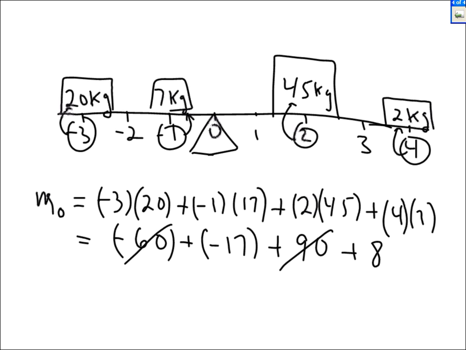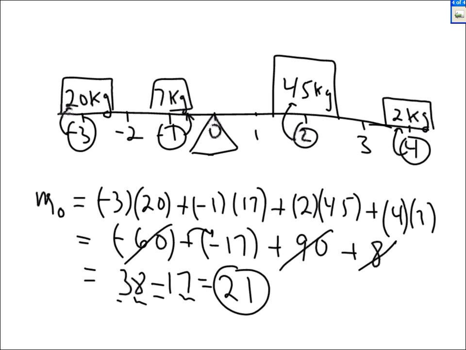Well, 90 minus 60 is 30. Plus 8 more is 38. Let's not forget to add the negative 17. That is minus 17. 38 minus 17 is 21. So it turns out that M0, the moment, is 21. Since it's not 0, it's not in equilibrium. If it were 0, we would say, yep, it's equilibrium.